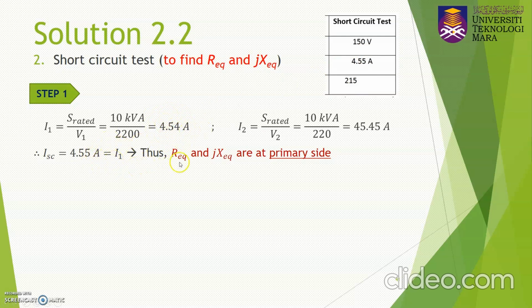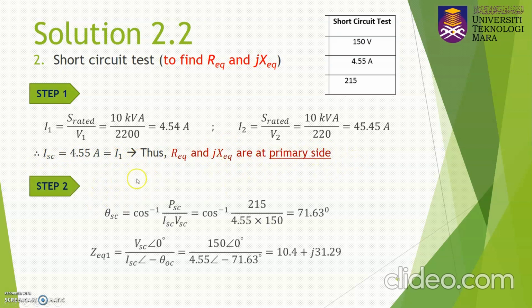So we can conclude that your R equivalent and also X equivalent are referred to the primary side, because the I short circuit now is equal to I1. So it is referred to the primary side. And then next, step number 2, you can determine the value of your R equivalent and also the X equivalent based on the formula given.